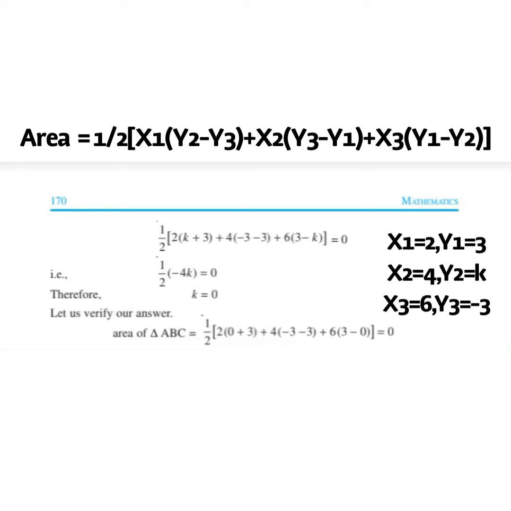Here they have verified by substituting the value k is equal to 0 in the formula of the area of a triangle, and you can see that the area is equal to 0. If it is asked, then only you have to verify. Here, only for understanding, they have verified it.